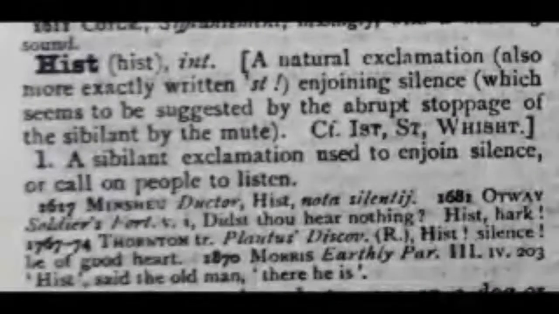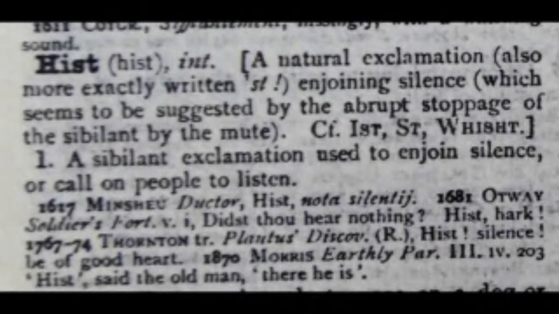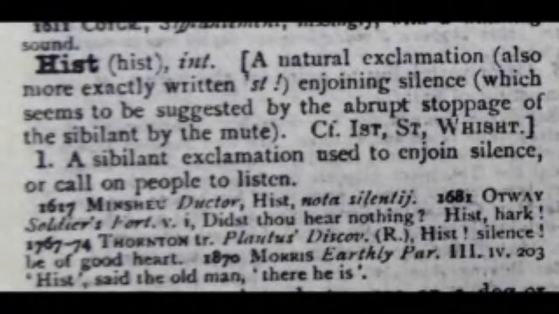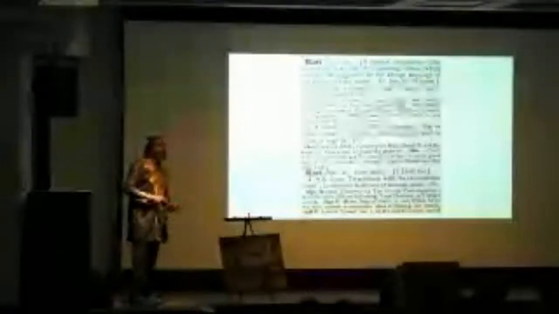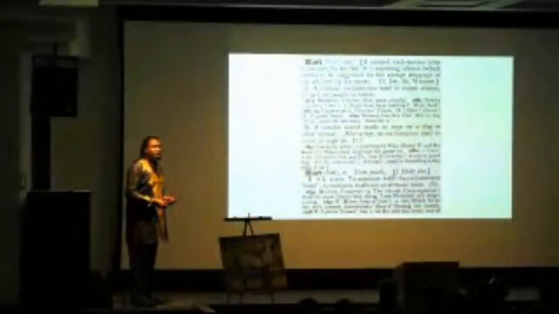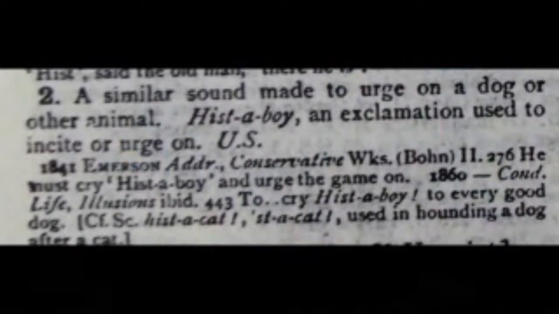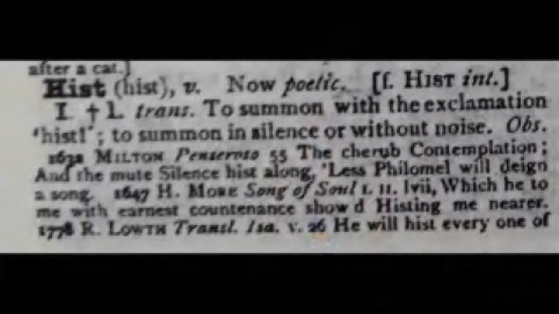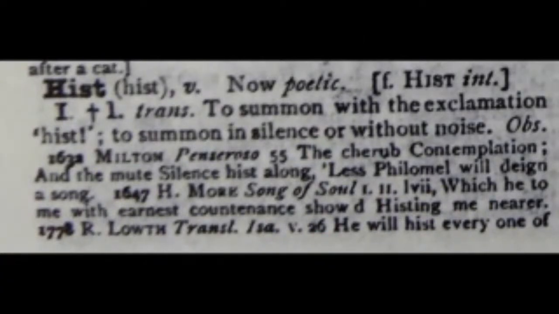Hist. Here's the first part of the word history. Hist, a natural exclamation enjoining silence, which seems to be suggested by the abrupt stoppage of the syllable by the mute. It's like this: a hist is a silent calling. It's like, psst, psst, psst. That's what a hist is. Look at this: a similar sound made to urge a dog or other animal, like, psst. Hist the boy, an exclamation used to incite or urge on. Hist, to summon with the exclamation hist, to summon in silence or without noise.